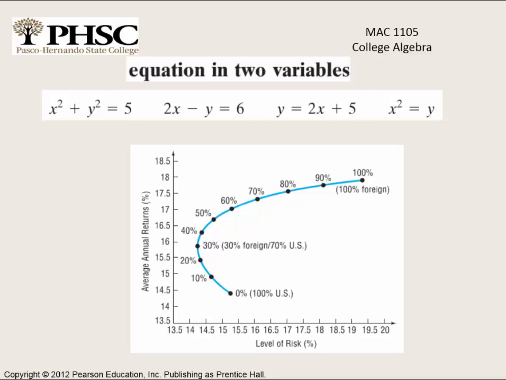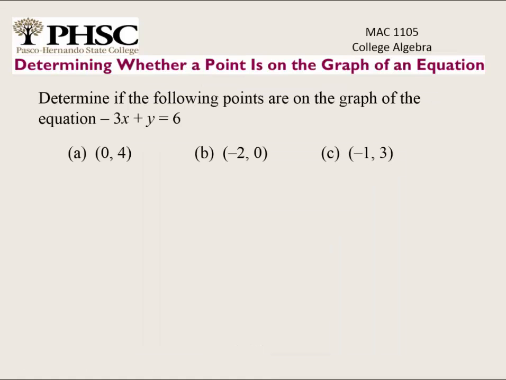So now that we know what an equation in two variables is, let's determine if a point is on the graph. If a point is on the graph, then that means that point is a solution to the equation. So it has to solve the equation, and if it does, then it's also a point on the graph. The first point that we have is 0, 4. The equation that we have is negative 3x plus y equals 6. So when x is 0, we get 4. 4 is not equal to 6, so therefore 0, 4 is not a point on the graph of this equation, and also it's not a solution to the equation.